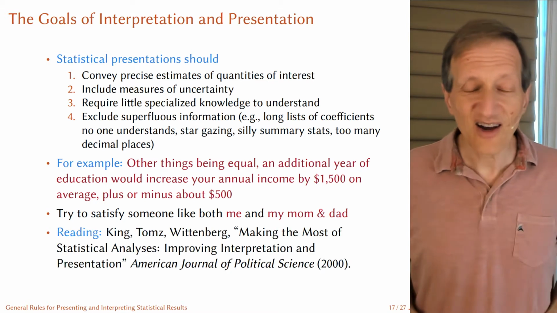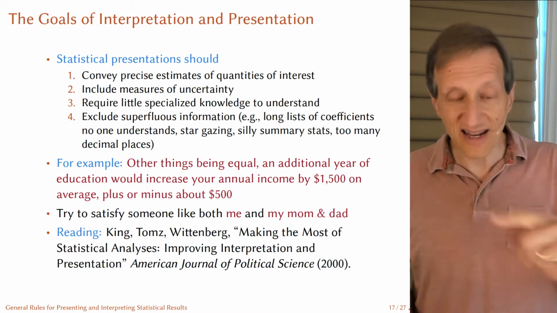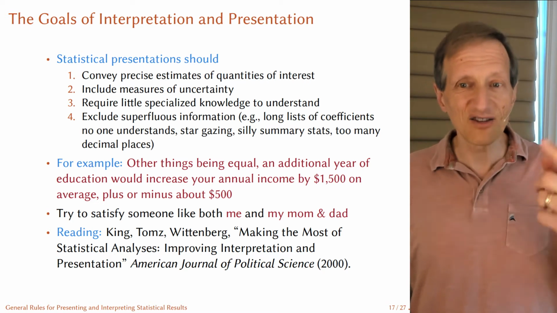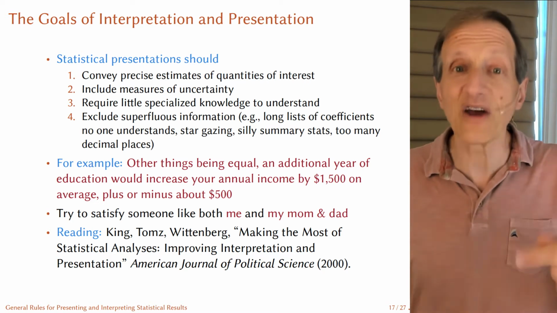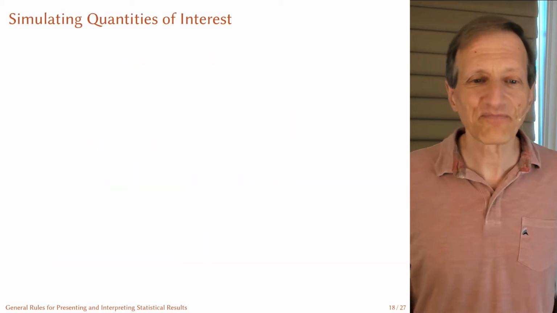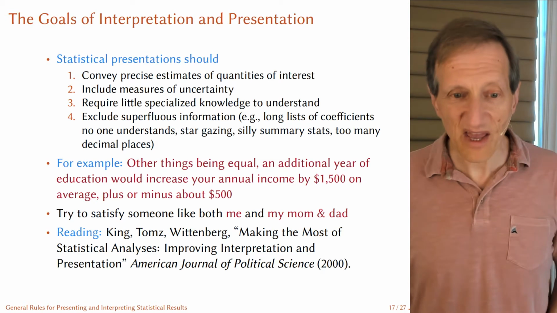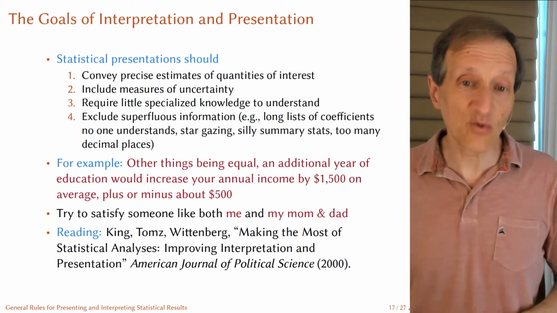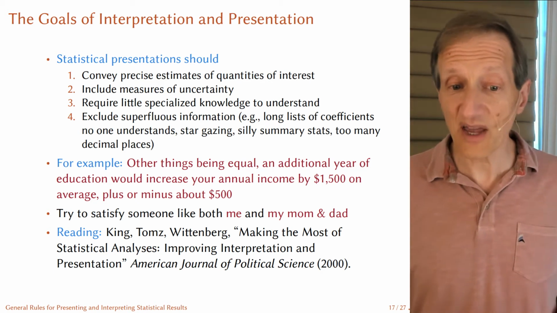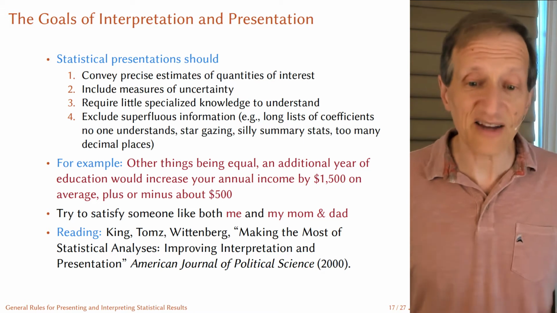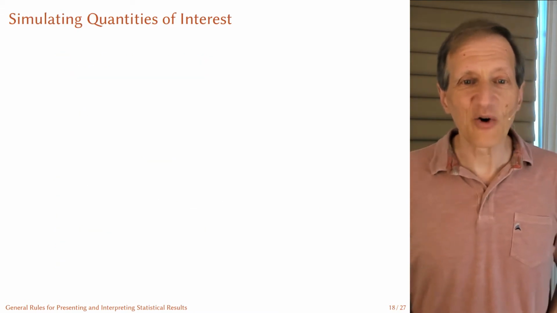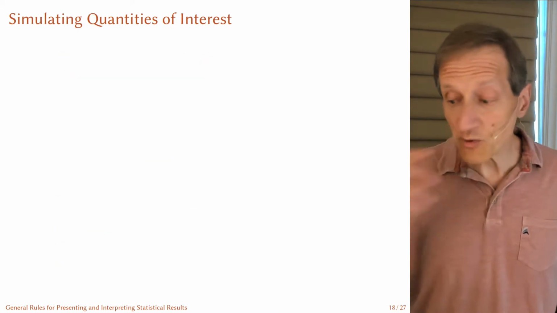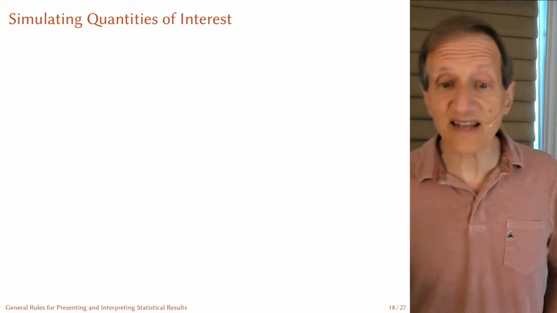This is the article that I wrote that led to this lecture. In fact, this is the article that I wrote that came out of this lecture. Okay, and it was, by the way, with Mike Tomz, who's a professor at Stanford, and Jason Wittenberg, who's a professor at Berkeley, and both were in this class previously. So what we're going to do is we're going to simulate quantities of interest, and that's how we're going to focus on this.